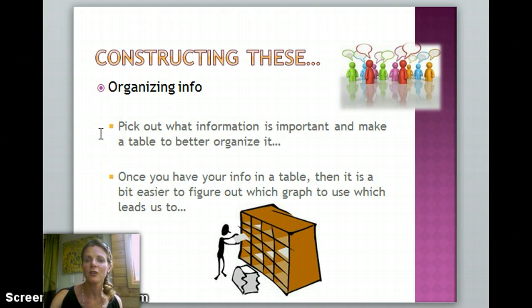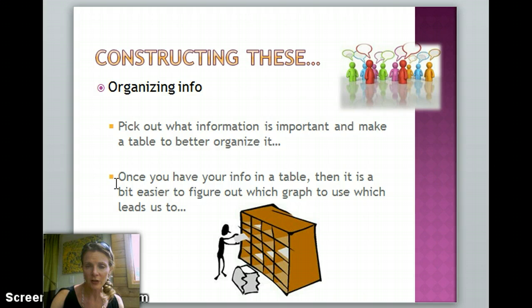Pick out what information is important and make a table to better organize it. Now it doesn't have to be a table, but you can come up with a table to organize your information. You can come up with a bar graph. You can come up with a line graph. But you have to pick out what is important out of that information and then organize it. Once you have your info in a table, then it's easier to figure out which graph you want to use.